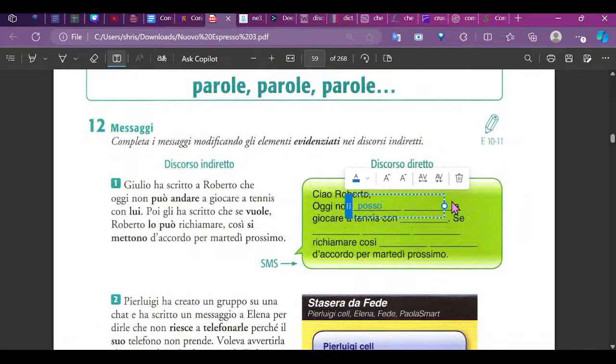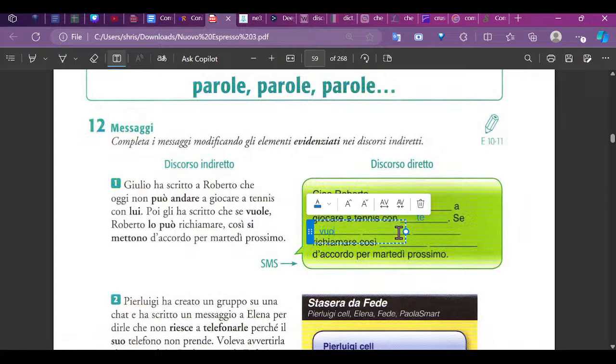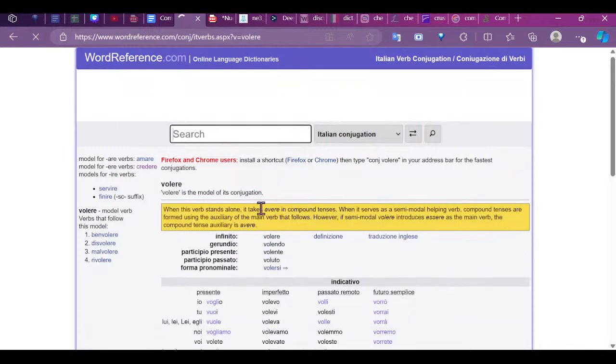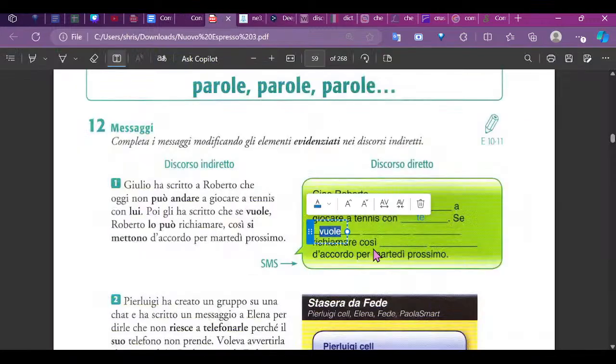Oh, come, leave. I don't know. Ok, a giocare a tennis con te. Se vuoi, ok. Io voglio. Ma vuole, se vuoi. Oh, e vuoi. Se vuoi. Richiamare così.